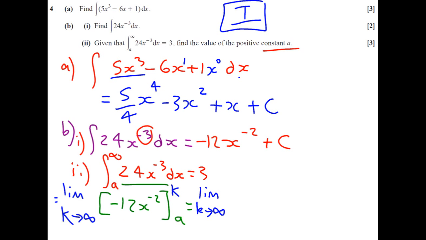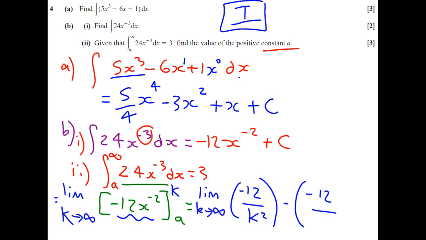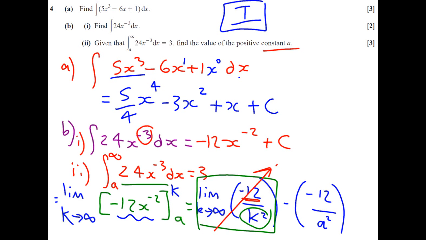So it's going to be minus 12 over k squared. Okay. And you're going to be taking away the second limit. So it's minus 12 over a squared. This one's a bit nicer because we don't need the limit here. Right. Now we can think about the limit. If k is getting really, really big, going to infinity, and you're dividing by it, that means that your answer, because you've only got a constant on the top, is going to go to 0 for that. So that means that this definite integral goes to just 12 over a squared.